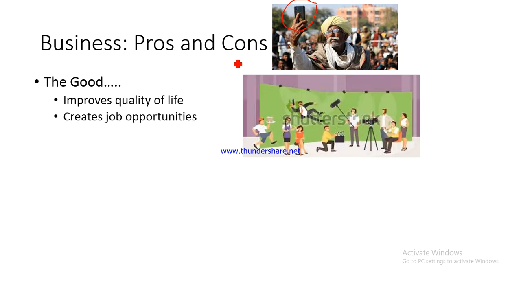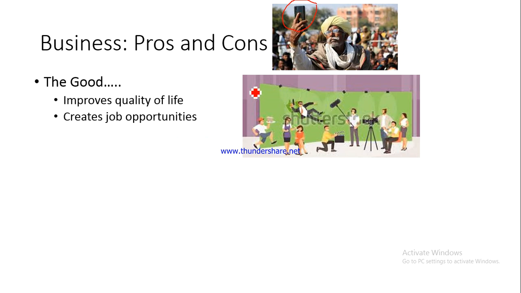Then again, businesses create job opportunities. There are so many people who are working in one or the other industry. If you look at the service industry, most of our population is engaged either in service industries or in the manufacturing sector. So businesses create job opportunities.